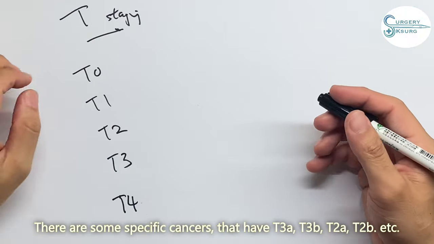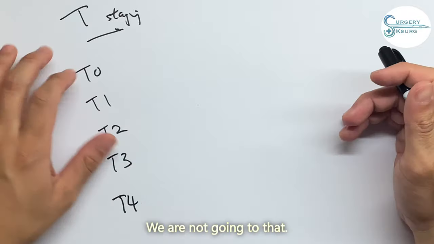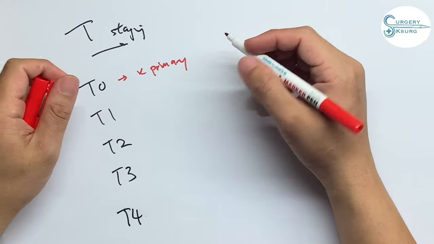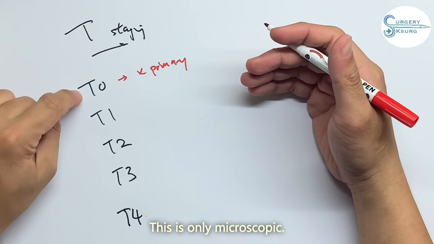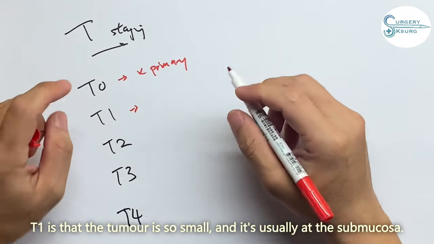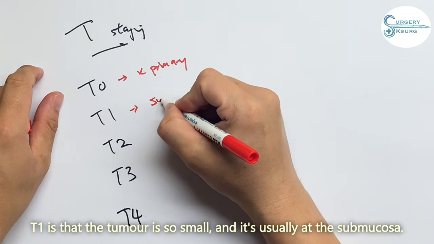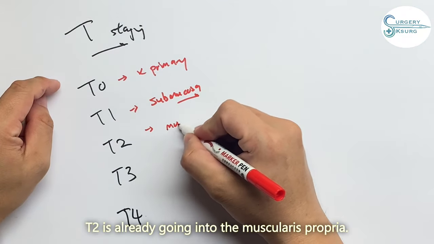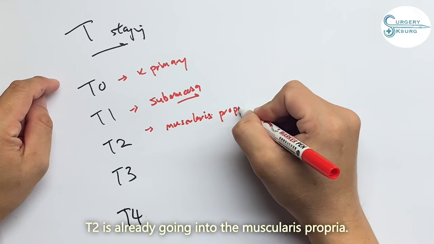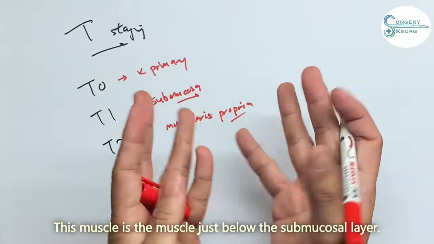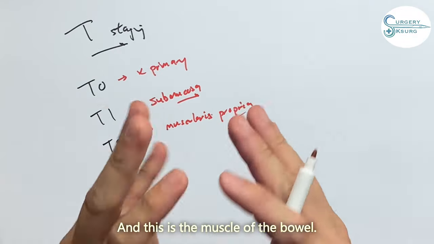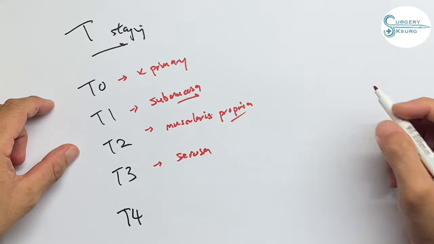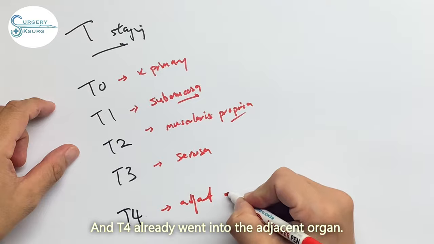Some specific cancers have 3A, 3B, 2A, 2B. We are not going into that. Start with T0. T0 means we couldn't see the primary, either clinically or by imaging. This is only microscopic. T1 is that the tumor is so small, usually at the submucosa if you're talking about a bowel tumor. T2 is already going into the muscularis propria. This muscle is just below the submucosal layer, and this is the muscle of the bowel. Then T3 are those already extended to the serosa, and already made into the adjacent organ.